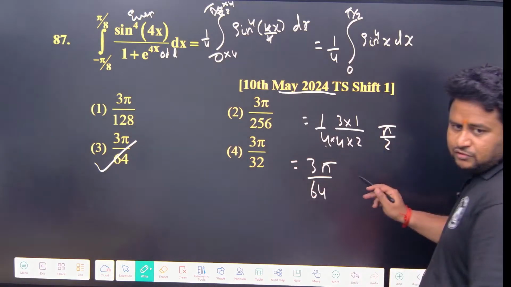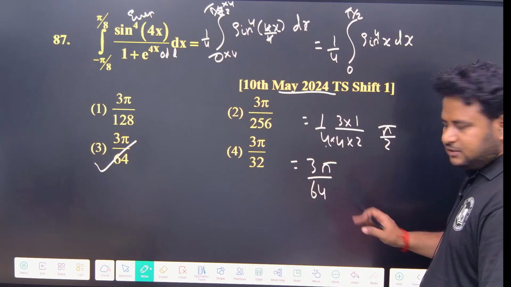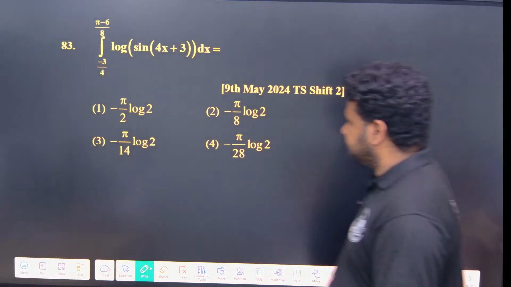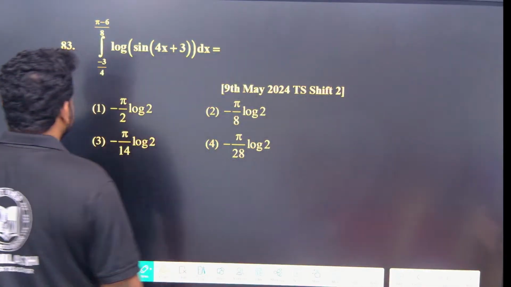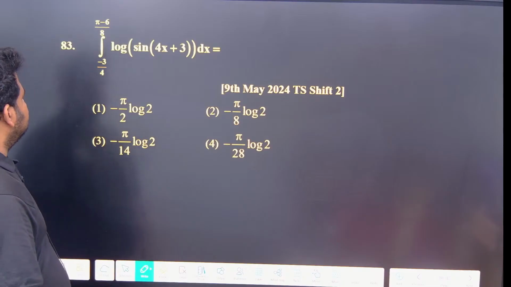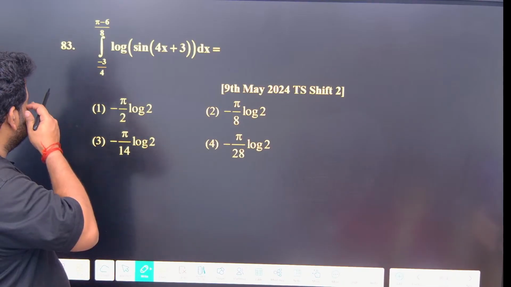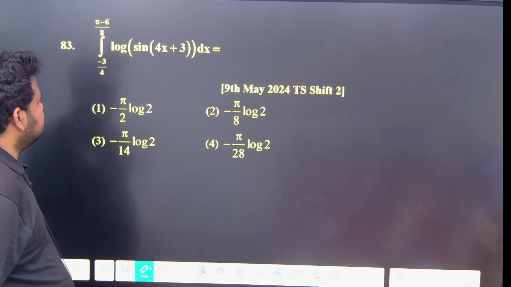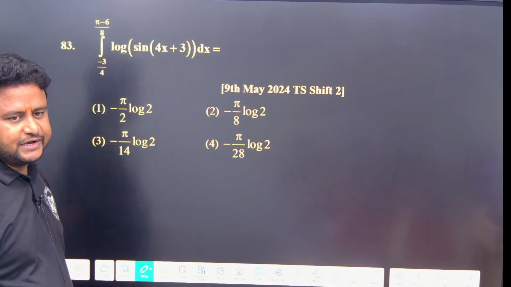Done with this, all of you? Written? Okay, let us go to one more question of this type. So see here, they have given minus 3 by 4 to the power of pi minus 6 by 8, log of sine 4x plus 3.